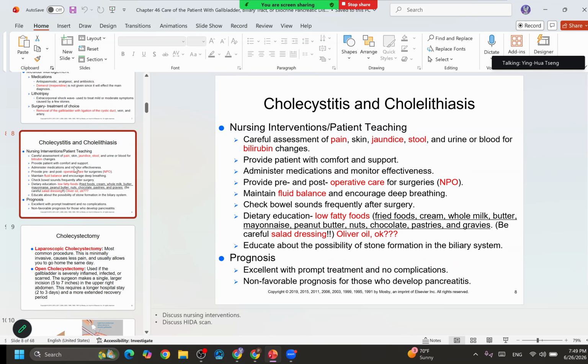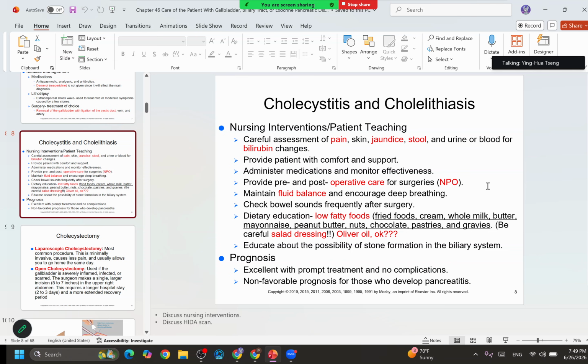That's why. And the stool, because the stool may change. It can become a fatty stool, or change in color. So you ask the patient, okay, what kind of stool did you have today? Is it floating on the water? What kind of color? Then the next is comfort and support, because they need pain medication, and the medication needs to be effective, and then preoperative care for the surgery.